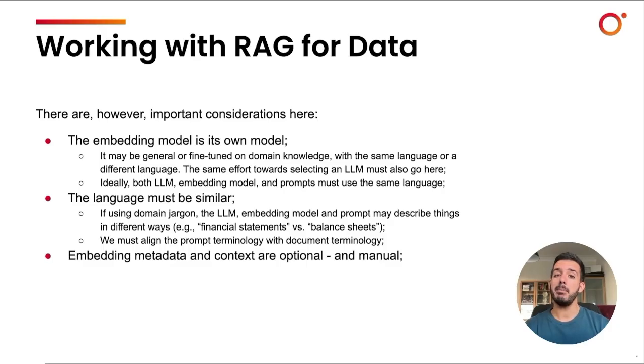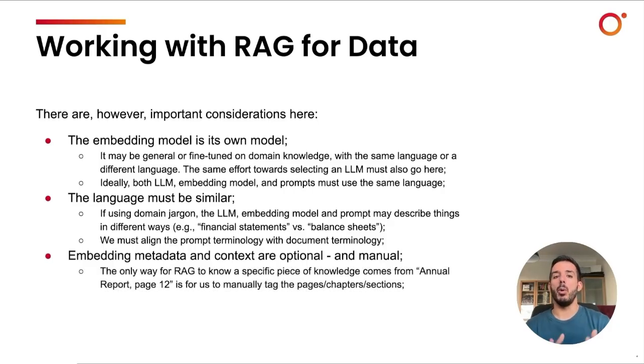And then the embedding metadata and context are optional and they are manual, right? So for example, the only way for RAG to know that a specific piece of knowledge comes from that annual report, page 12, is for us to manually tag every single page in that annual report, or the chapters or sections and so on. So as you see, creating the actual embeddings for use with RAG quickly becomes its own task. And the more documents that you want to use and embed in answers, the more work you are going to need to have, right? There are certain ways to automate this, but it's not always that clear or that fast.